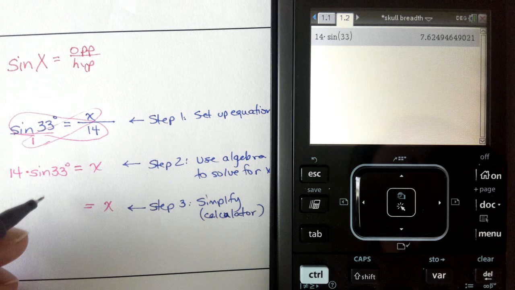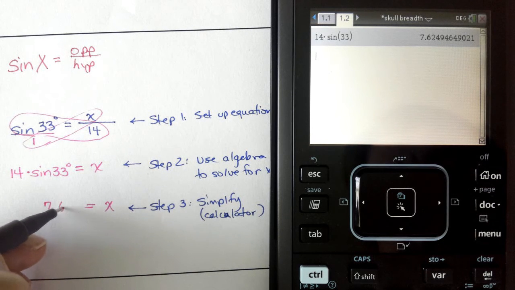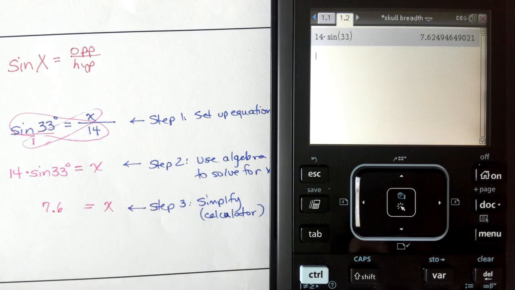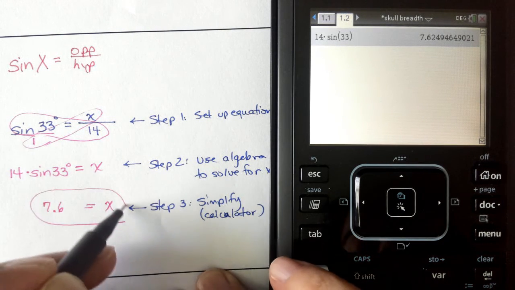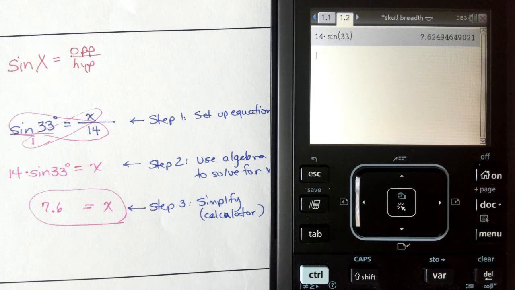So x is approximately 7.6 whatever units. We don't know if it's inches or centimeters. Units were not given, which means we don't actually know the units. So all we know is 7.6 of some units that we just haven't been told.